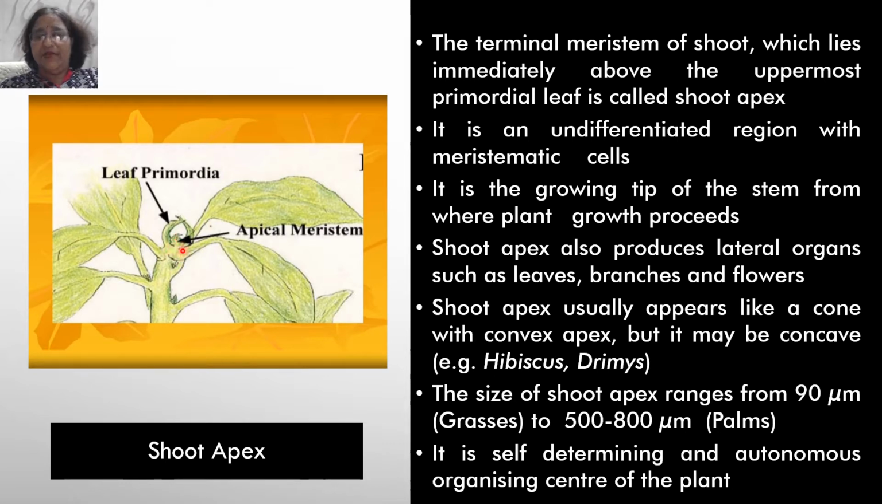It may be convex or concave in shape, and this concave shape is present in Hibiscus and Drimys. The size of the shoot apex also varies. In grasses it is very small, while in palms the size of the shoot apex ranges from 500 to 800 micrometer. It is a determining and autonomous organizing center of the plant.